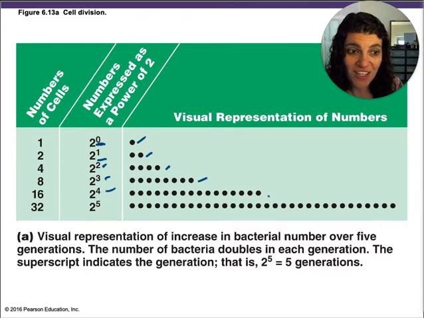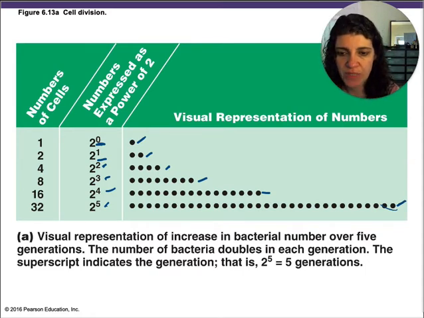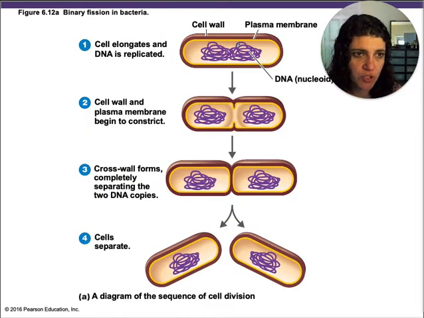Generation 4, 16. You see how you're just elevating 2 to the generation number, and that gives you the number of cells per generation. 2 elevated to 5, meaning 5 generations, you have 32 cells. Okay? What am I trying to tell you here? Let me just show you the binary fission process, right?